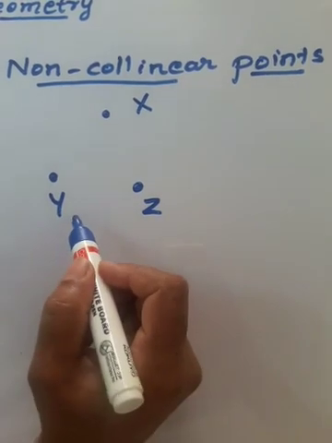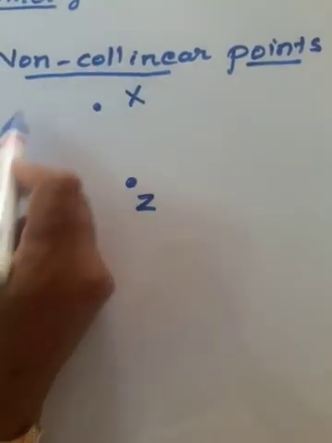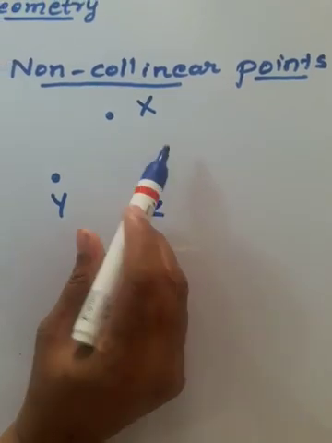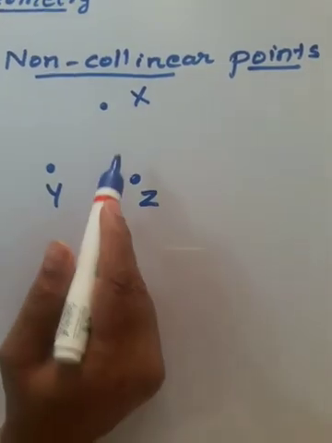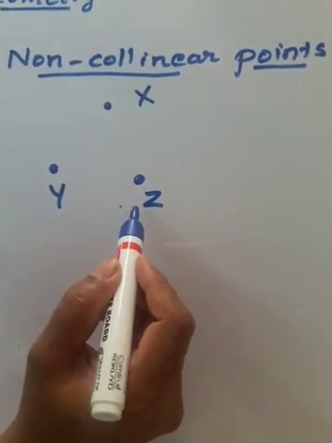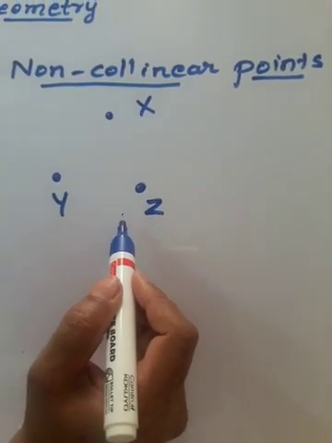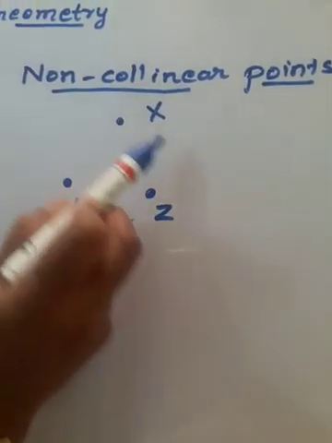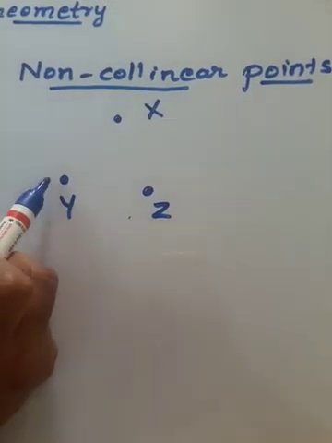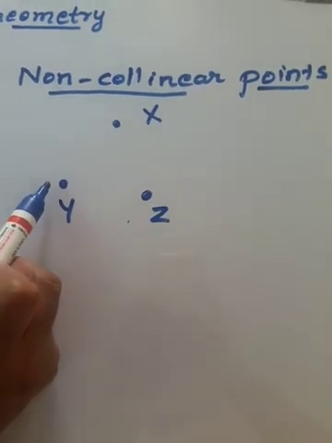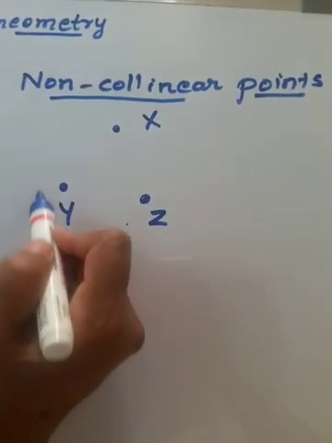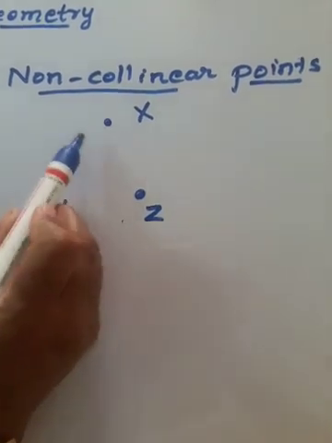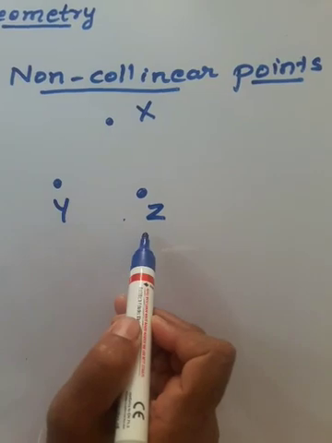So we cannot draw a single line that passes through all the given points. Therefore these points are said to be non-collinear points. So what are non-collinear points? A single line cannot be drawn that passes through all the given points. Therefore these points, point X, point Y and point Z, are said to be non-collinear points.